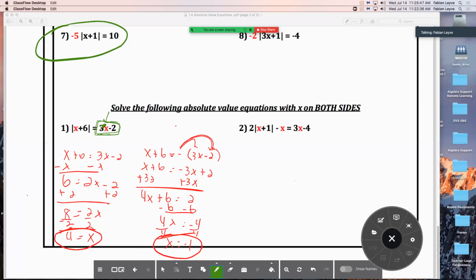Let's plug in a 4. 3 times 4 is 12. Then you minus the 2, it equals 10. This is a legit solution. You end up with a positive, but let's try the -1 and see if something happens. 3 times -1 is a -3. And if you minus 2, you end up with -5. Now, can we have an absolute value equal to a negative?